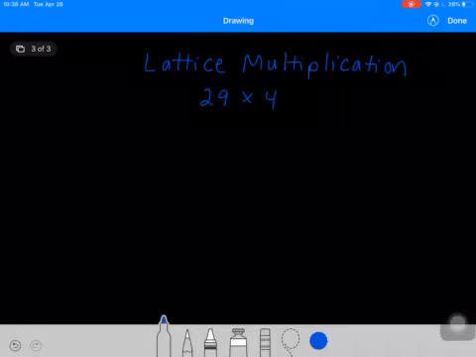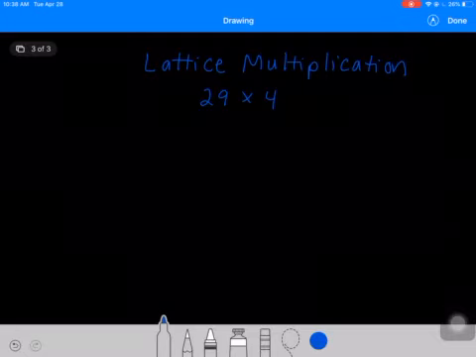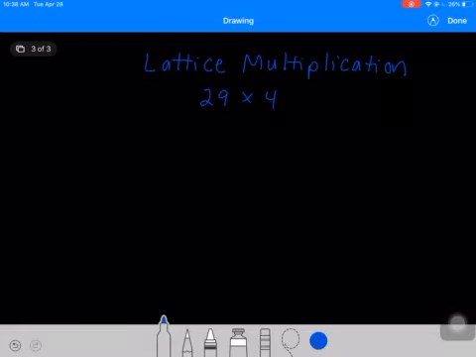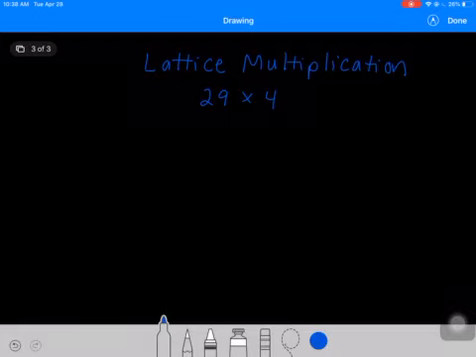Today I'm going to show you how to do lattice multiplication of a 2-digit by a 1-digit number, and this does go along with an interactive notebook that I have, and I will put a link to that down below. And these are the problems from the notebook so that you can follow along and do them with me. So today we're doing 29 times 4.